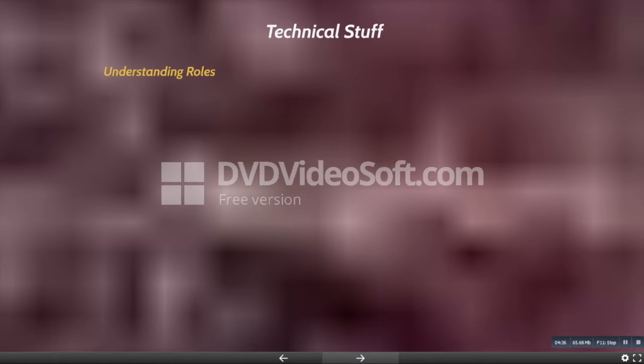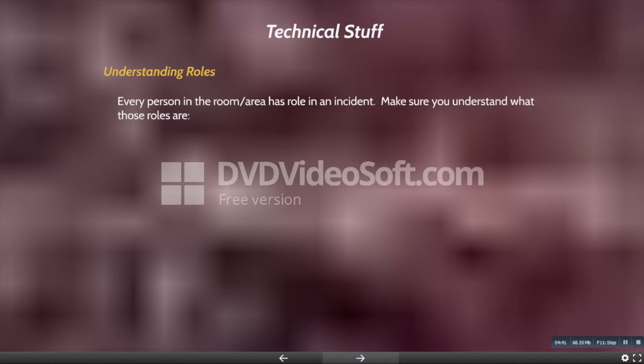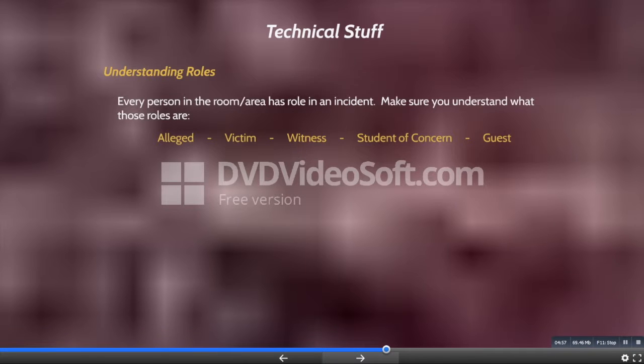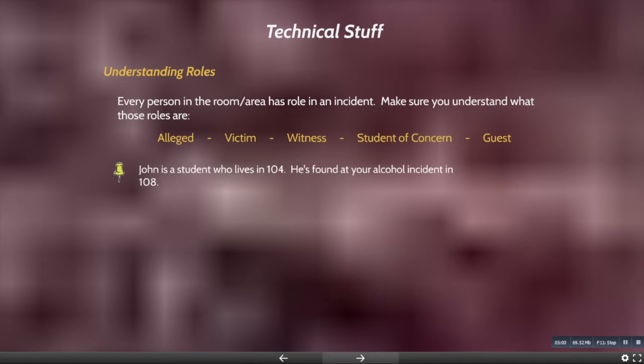So next we want to talk about understanding roles within different incidents. Every person in the room or area has a role in the incident, so make sure you understand what these roles mean. Alleged, victim, witness, student of concern, and guest. If John is a student who lives in 104 and he's found to have alcohol in the incident in room 108, he's an alleged person in this case. He allegedly broke the policy.